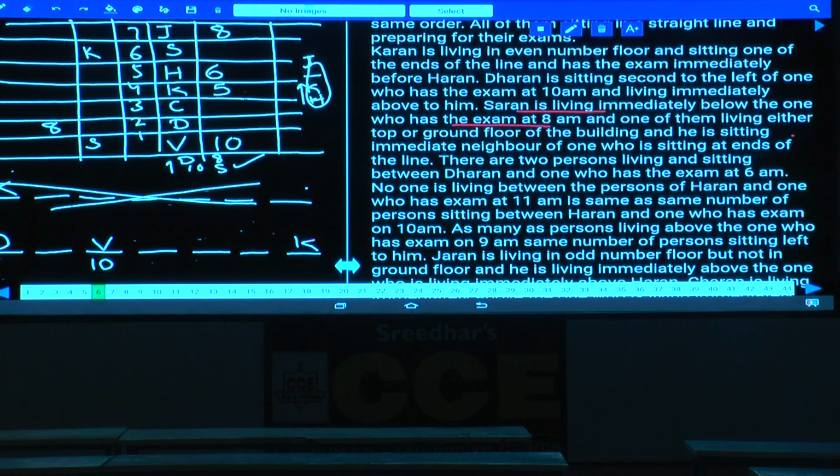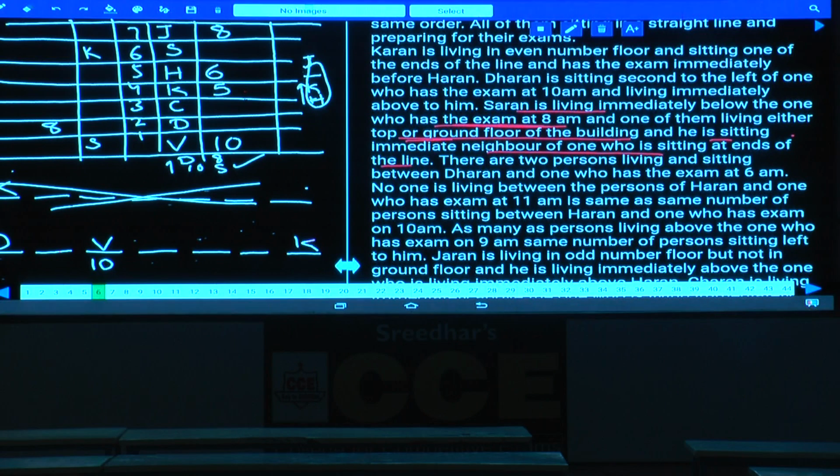And one of them is living either on the top or ground floor of the building, and he is seated as the immediate neighbor of the one who is seated at the ends. Then who is seated at the ends here? Now this SC is seated at the ends, isn't it? Okay? Saran is living immediately below the one who has exam at 8 o'clock, and one of them is living at the top or the ground floor.